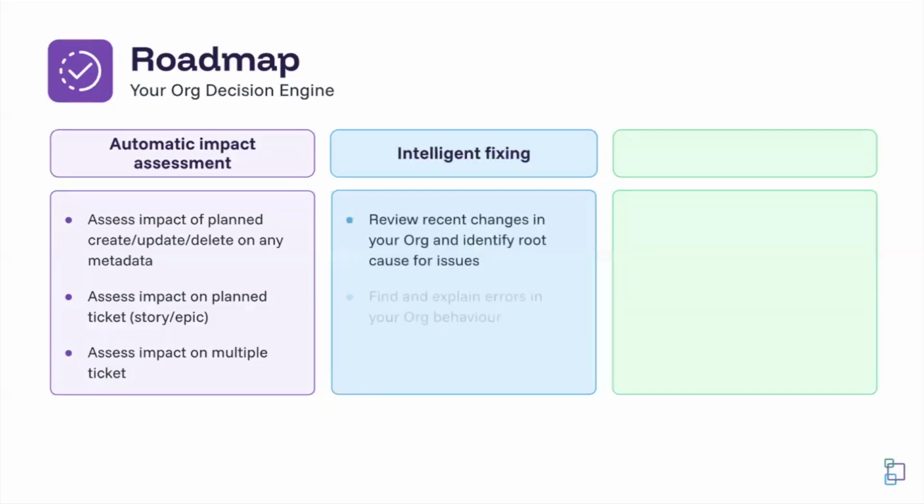The next phase for us will be intelligent fixing, giving you the ability to review any recent changes in your org and identify the root cause of any issues or errors you encounter, as well as the ability to find and explain errors that you or your users experience in the org today, taking into account the end-to-end automation chains, process configuration, and other things.